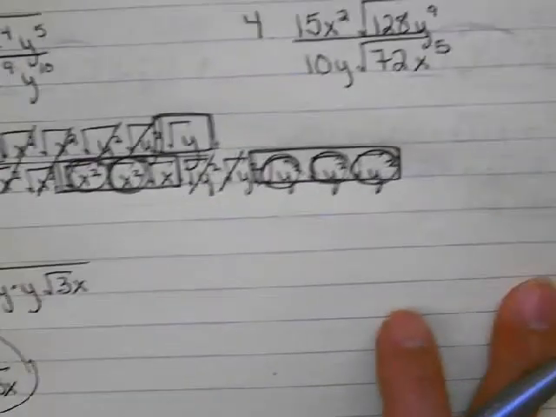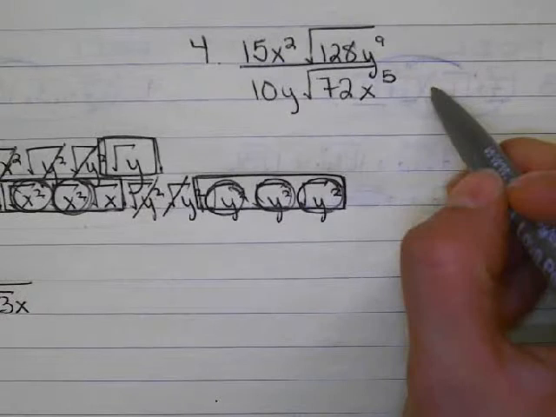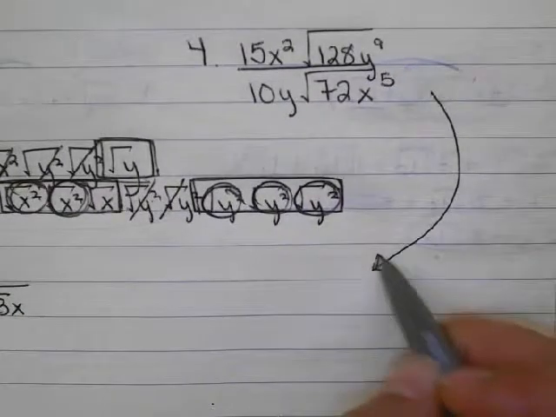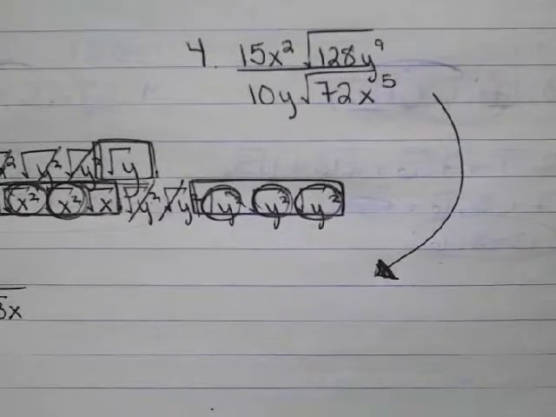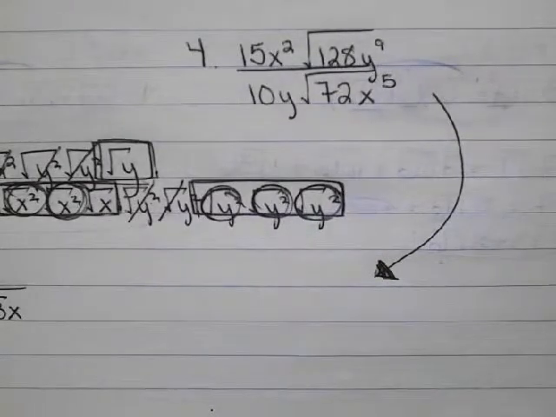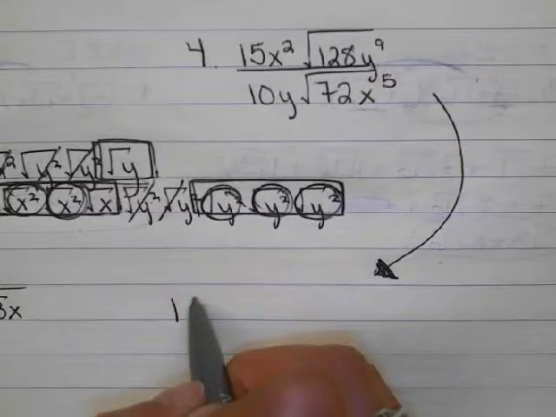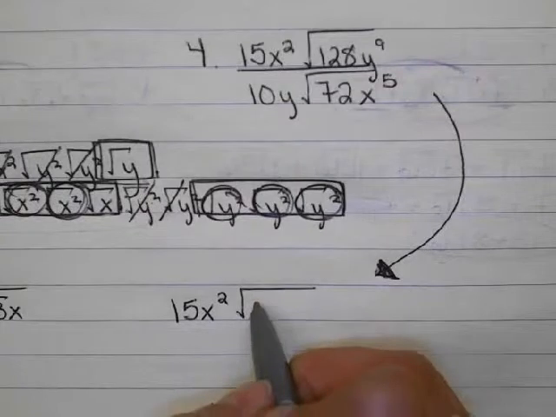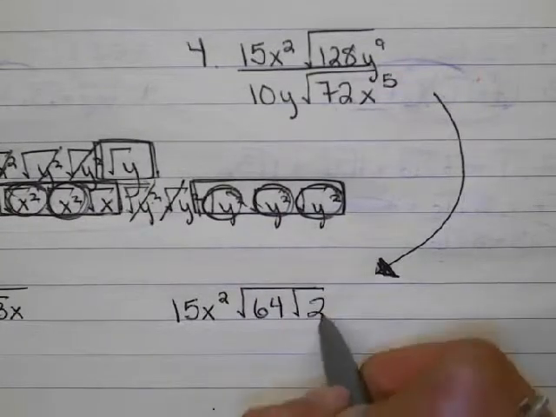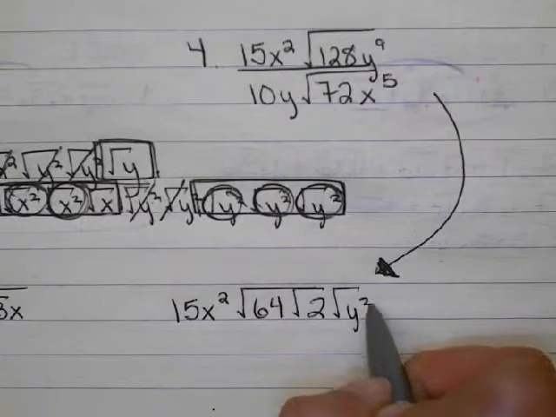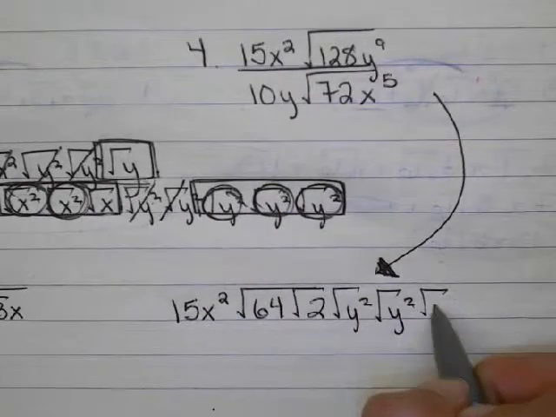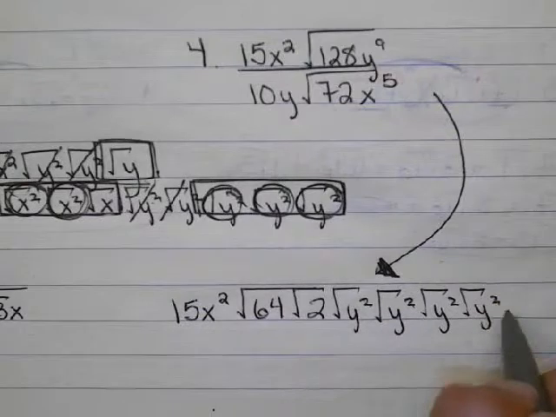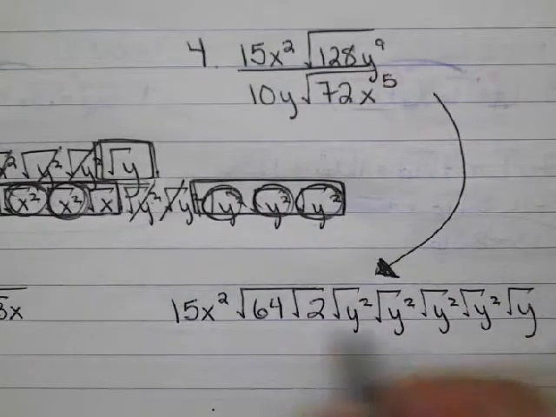Alright, let's do one last one, number 4 here, that we kind of ran out of room on, so we're going to have to write down here. Okay, we have 15x squared, radical 128, y to the 9th, over 10y, radical 72x to the 5th. So again, we're going to break this up as much as possible. So I have 15x squared. Let me break up this radical. 128 is just 64 and 2. And then, of course, y to the 9th. So there's 2, 4, 6, 8, and 9.